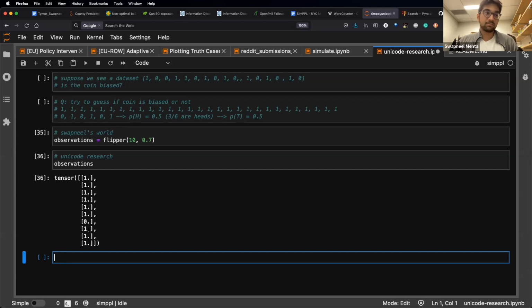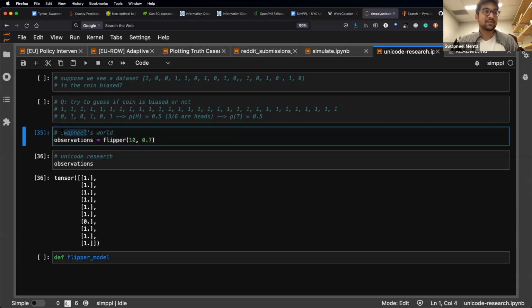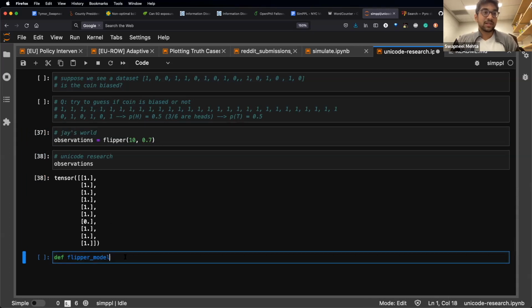And so now we're jumping into probabilistic programming. So now you define a certain model for the world. You don't know the true world. Only Swapneel knows the true world. I feel very weird calling myself names in third person. Let's say this is Jay's world. I don't want it to be my world. Cool. And so what we want to do is recover Jay's world. So first we build a model for Jay's world.